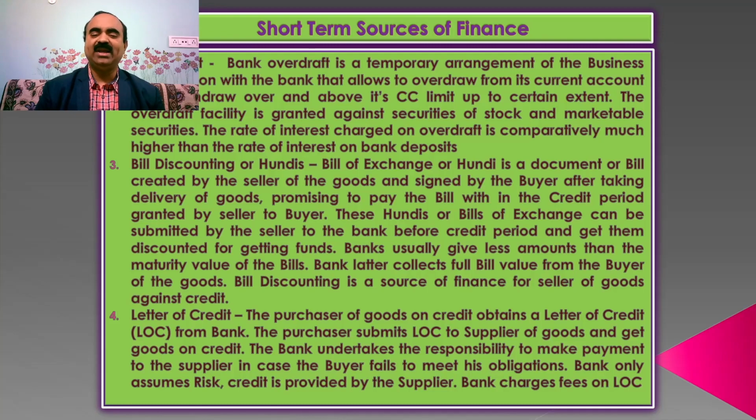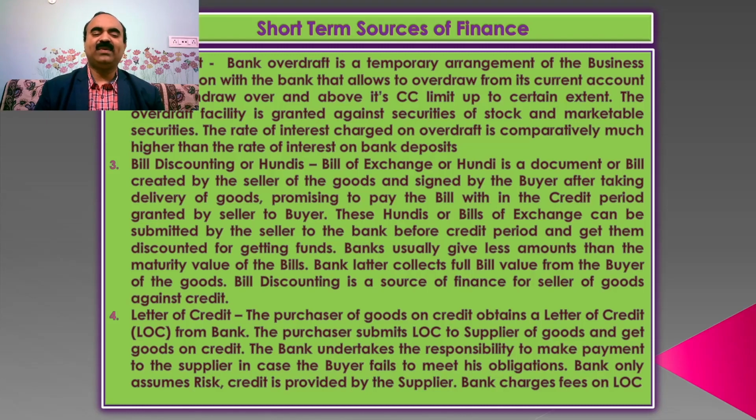Banks usually give less amounts than the maturity value of the bills. The bank later collects the full bill value from the buyer of the goods. Bill discounting is a source of finance for the seller of goods against credit.